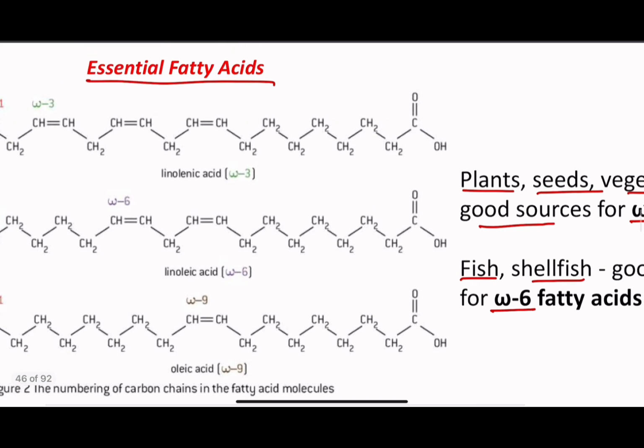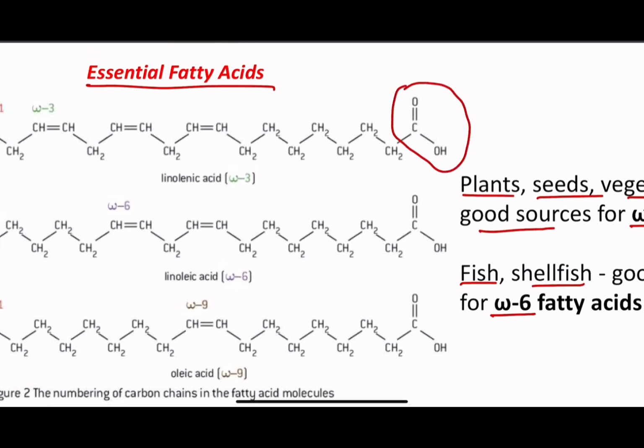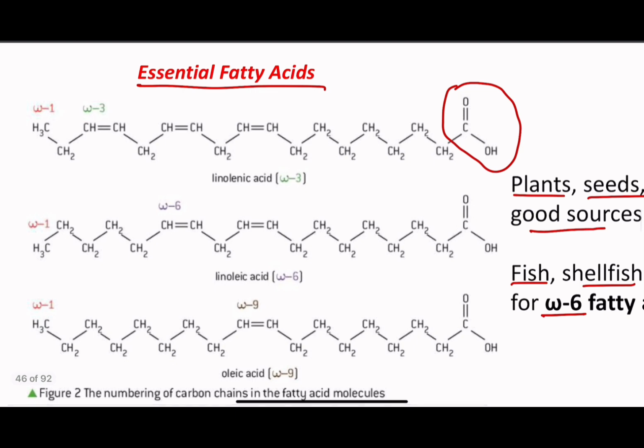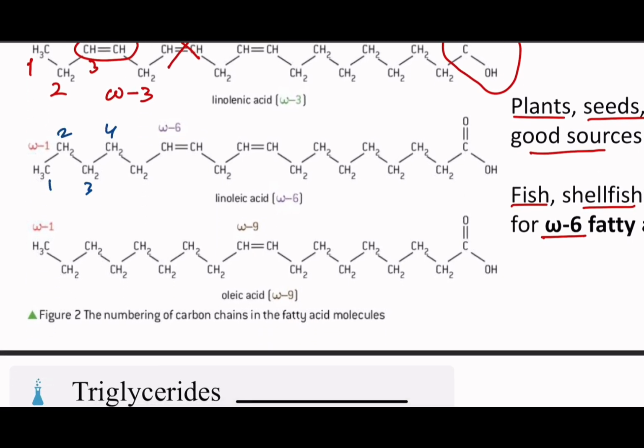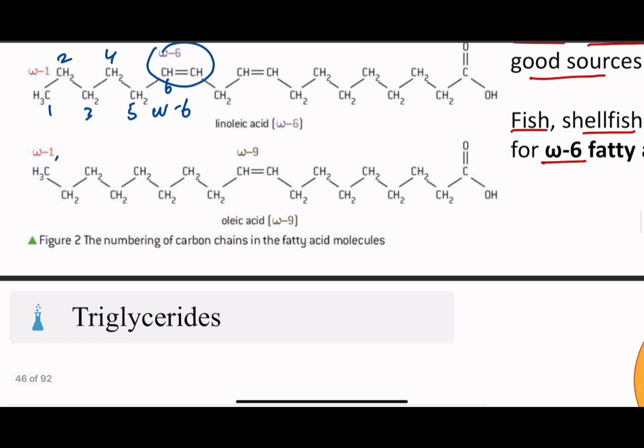And the way we check this is that we always look at this end. We know that this is a fatty acid, and we start counting from here. 1, 2, 3. The first double bond we encounter gives us the omega number, which is omega-3 on the third carbon. We don't care about this one. We only care about the first double bond. So now, on here, I've got 1, 2, 3, 4, 5, 6. So this is an omega-6 fatty acid. And then I look 1, 2, 3, 4, 5, 6, 7, 8, 9. So this is going to be an omega-9 fatty acid.